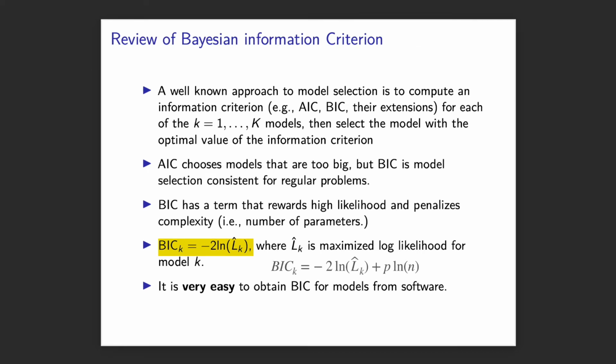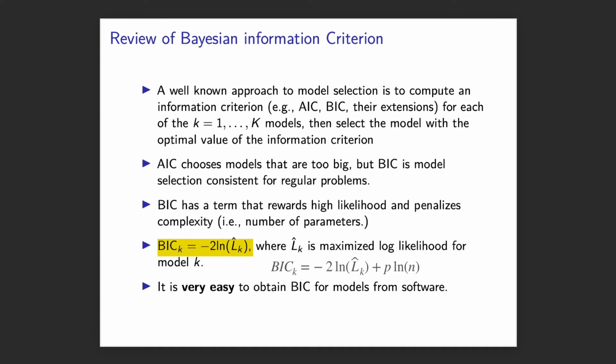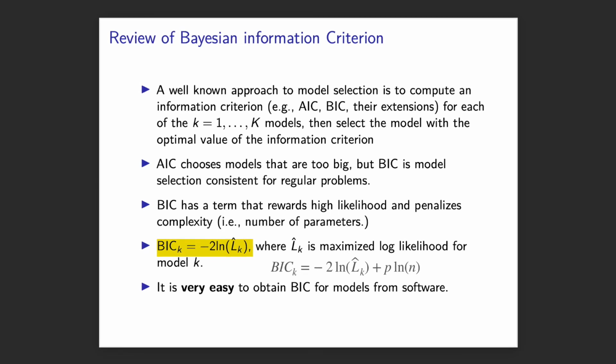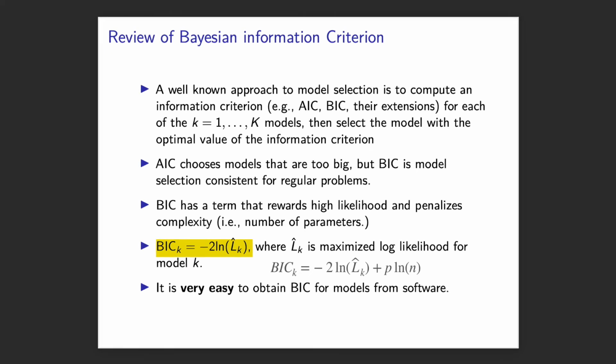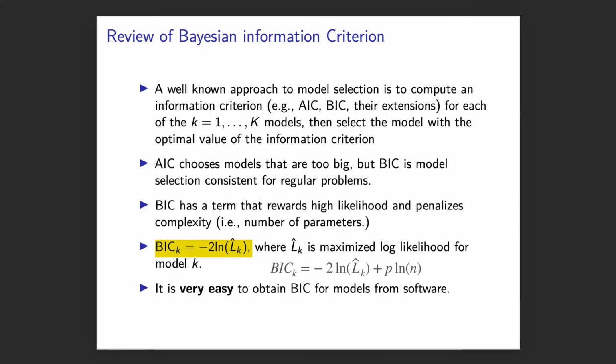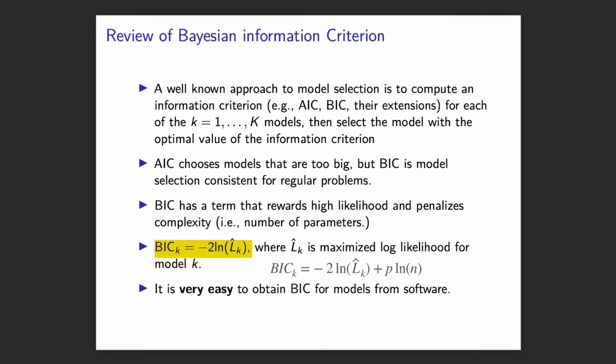Bayesian information criterion, I think this is well known. Hopefully you've heard of it before. If not, this is probably the coolest thing I'll teach you today. A well-known approach to model selection is you compute what's known as information criteria. So you've probably heard of AIC, BIC. There's many different extensions of them. You compute your information criterion for each of the models, and then you get whichever model has the lowest criterion. You use that model. Now you've done model selection using an information criterion.